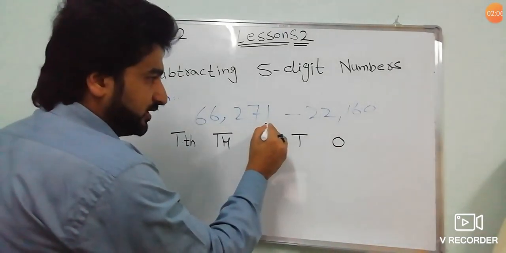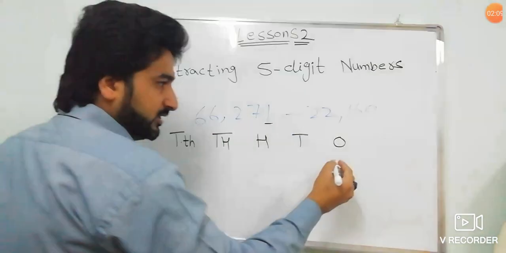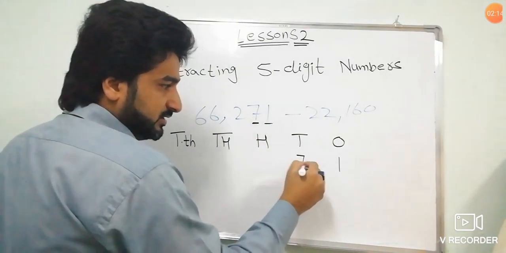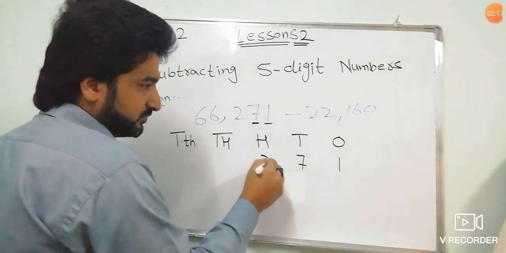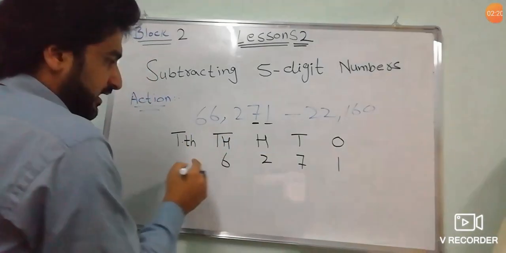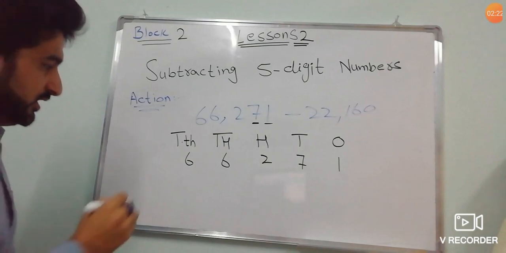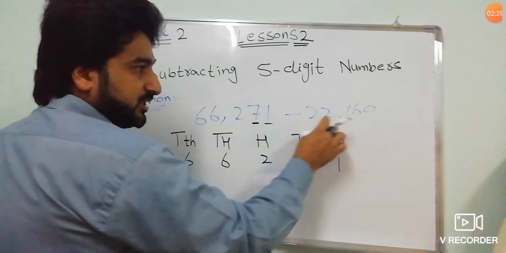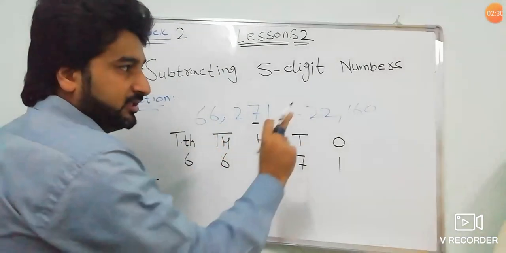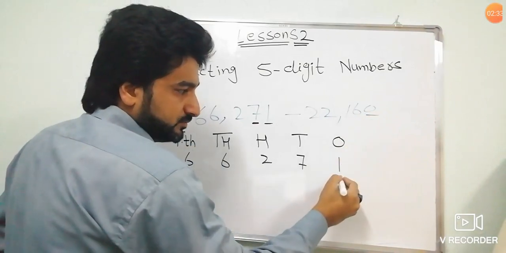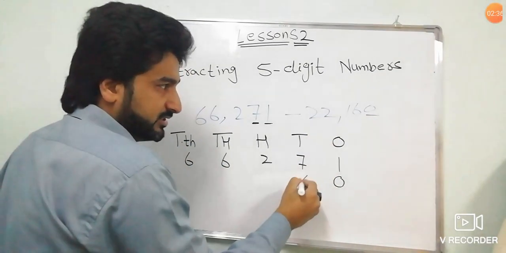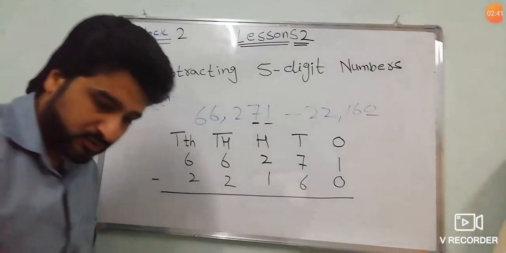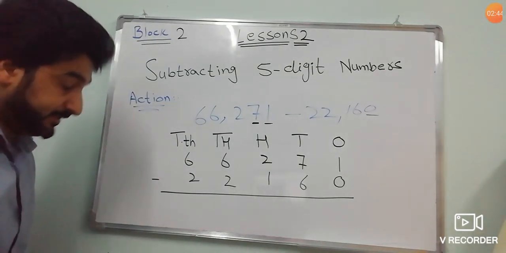The digit at ones place is 1, the digit at tens place is 7, the digit at hundreds place is 2, the digit at thousands place is 6, and at ten thousands place again 6. We are subtracting this number. Now I need to place this number according to place value starting from the ones digit. The digit at ones place is 0, so I'll write 0 here. Then 6, 1, 2, 2. This is the number. We have to subtract this number using the column method.